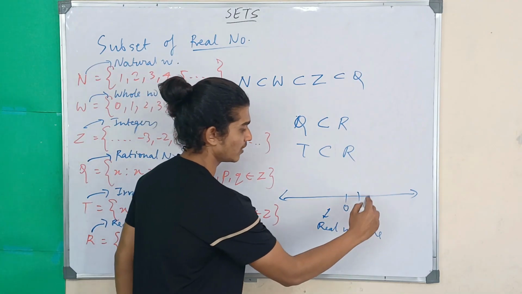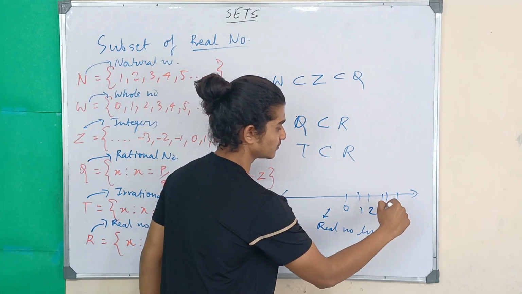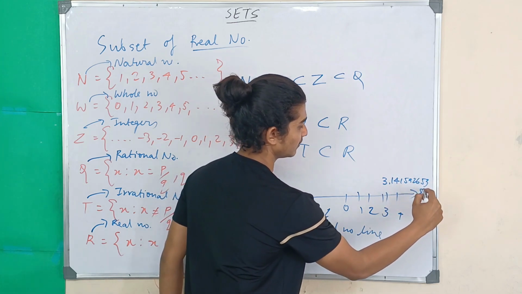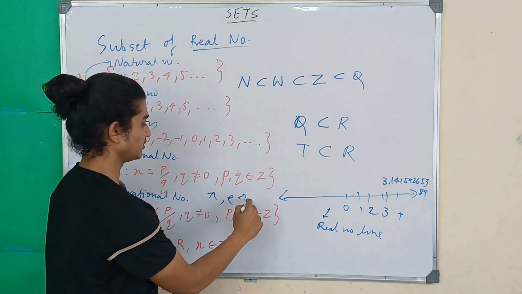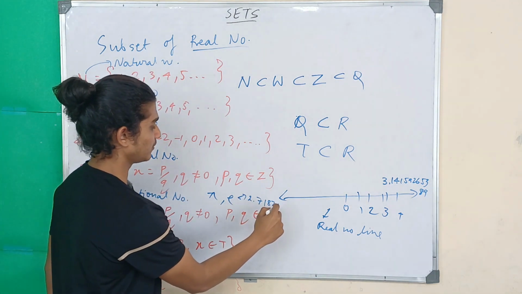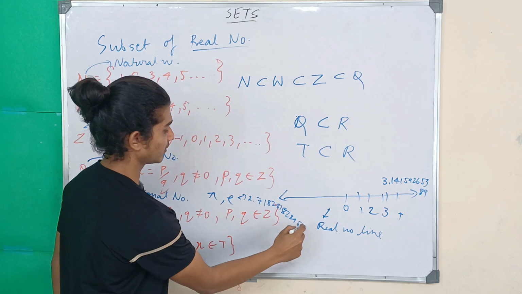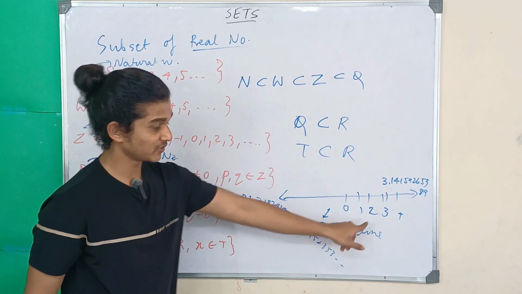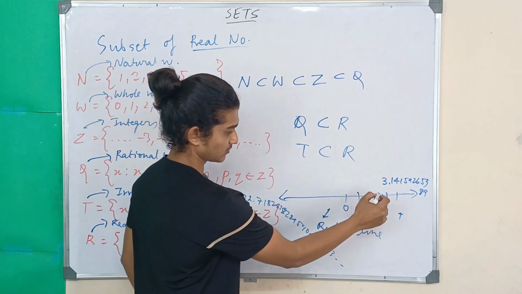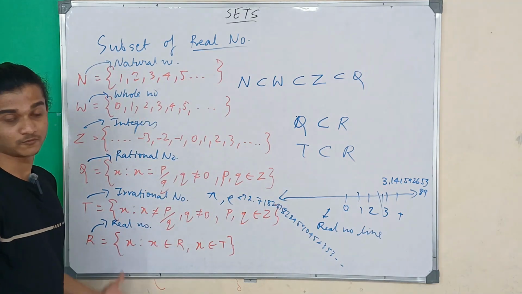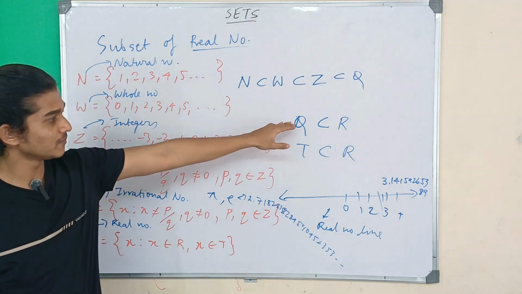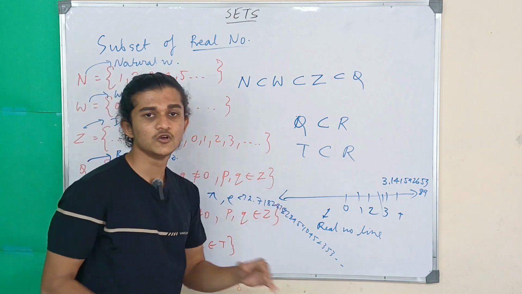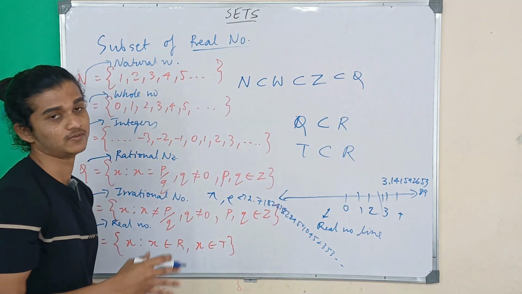For example, 1, 2, 3, 4. So 3.14 is somewhere over here: 3.141592653589. And e value is 2.718281828459045235, and it keeps on going. Can I say this number is also going to be expressed here? So 2.71 is going to be somewhere here. What I'm trying to say is rational numbers are a subset of real numbers, and irrational numbers are also a subset of real numbers. So this was the basic number system which you need to know.